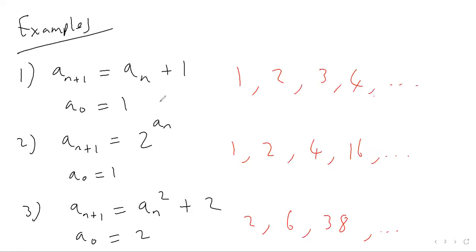So let's look at some examples here. We've got this first one, a_{n+1} equals a_n plus 1, with a_0 being 1. So the first term is 1, and to get the next term, we're going to do the previous term plus 1. So 1 plus 1, you get 2. Then the next number is the previous one, 2, plus 1, which is 3. Then 3 plus 1 to generate the next term, which is 4, and so on and so on. So that's the first sequence. It's an increasing sequence.